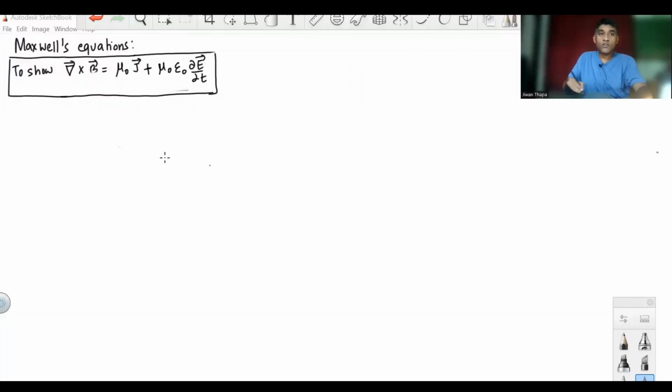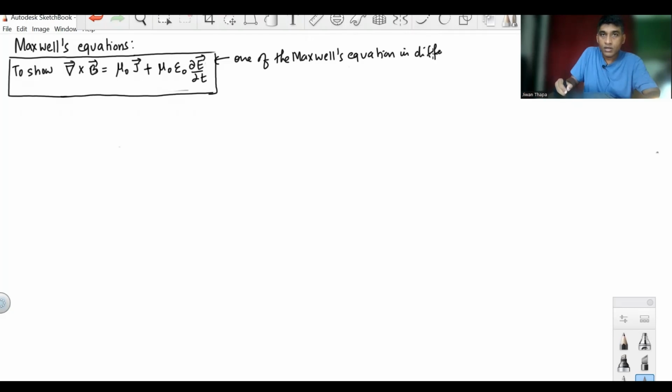To show curl of magnetic field equals mu naught J plus mu naught epsilon naught del E by del T. So this is one of the Maxwell's equations in differential form. There are 4 Maxwell's equations in differential form.